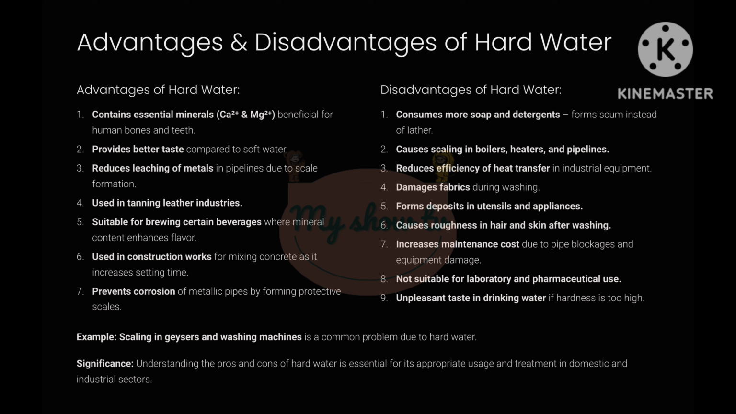4. Damages fabrics during washing, making them rough. 5. Forms deposits in appliances like kettles and geysers. 6. Makes skin and hair rough after washing. 7. Increases maintenance cost in industries and homes. 8. Not suitable for laboratories and pharmaceutical industries. 9. Gives unpleasant taste if hardness is too high. Example: if you see white deposits inside your geyser or electric kettle, it is due to hard water scaling. Significance. Understanding these points helps in deciding whether to treat water or use it directly based on the purpose.